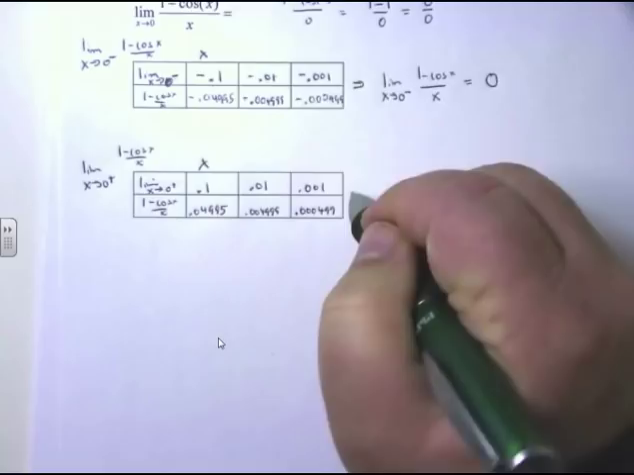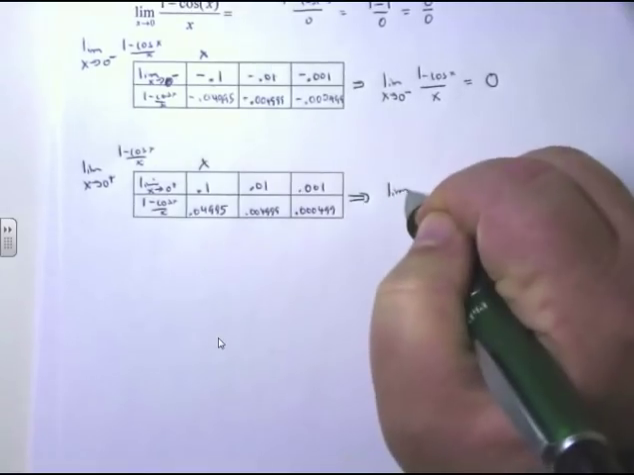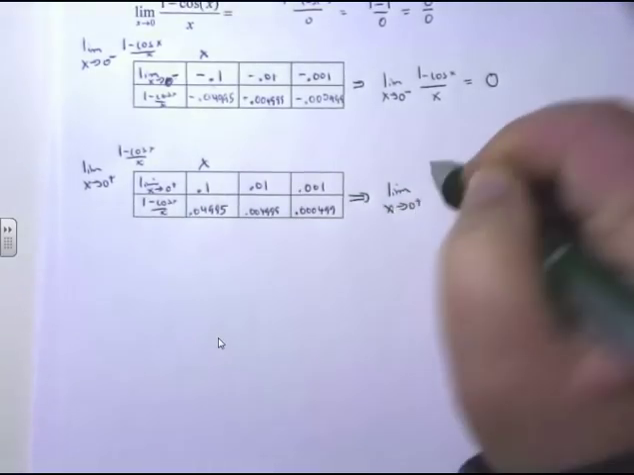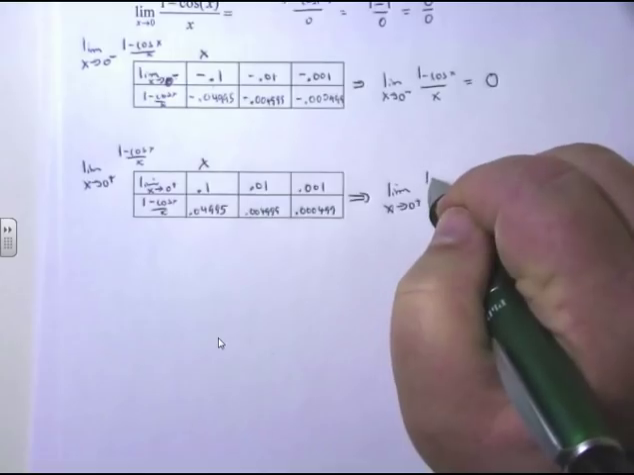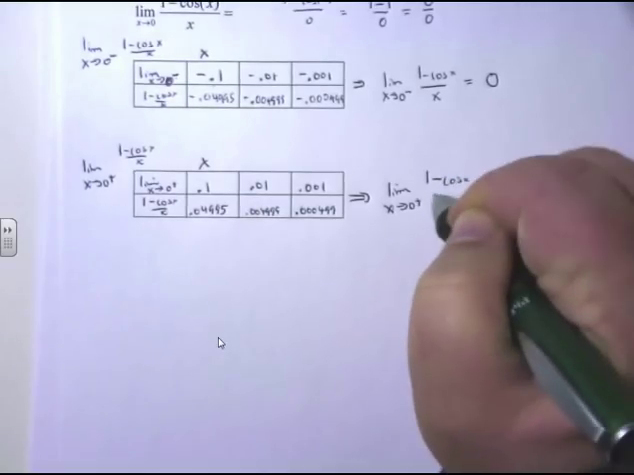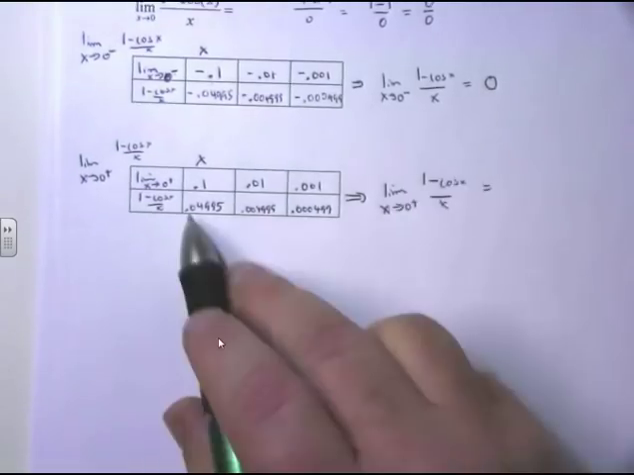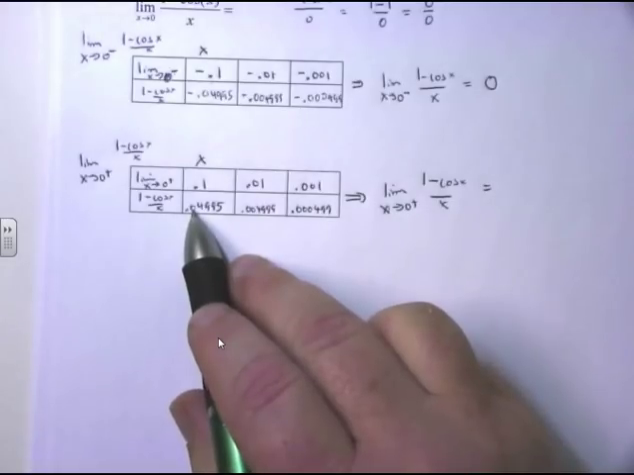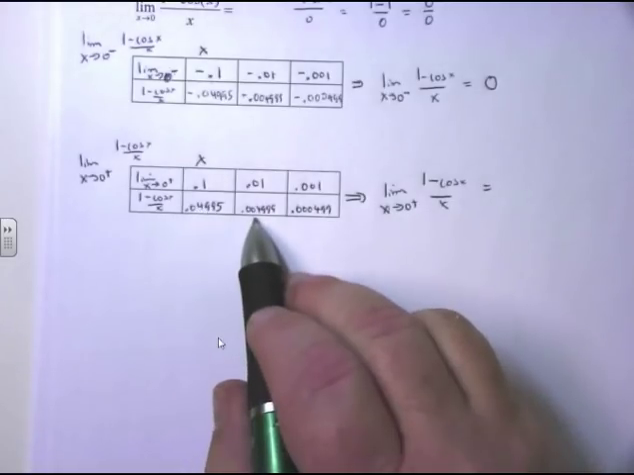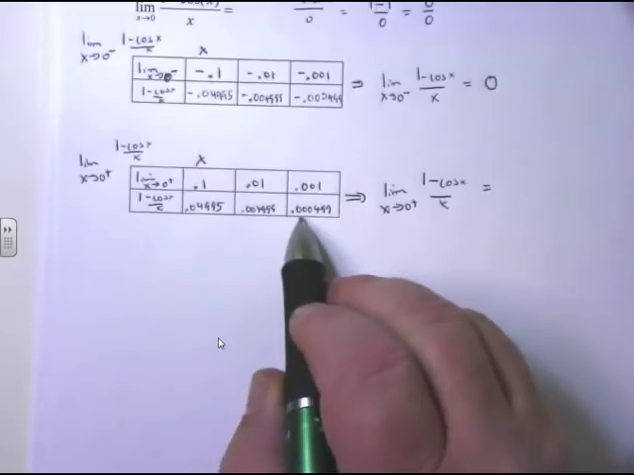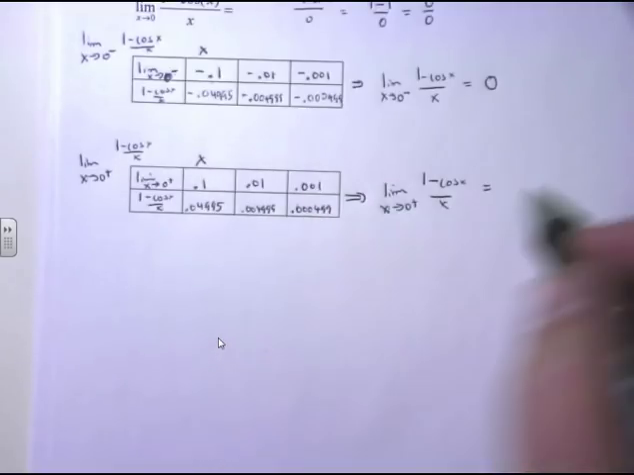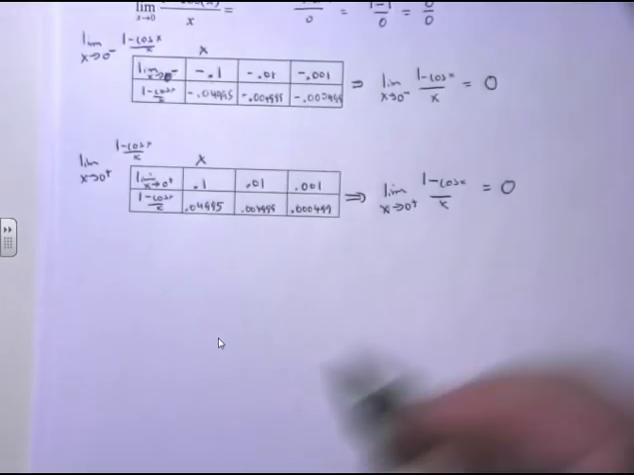0.000499. So this is telling me the limit as x approaches 0 from the plus side of 1 minus the cosine of x over x, and positive 0.049, positive 0.0499, positive 0.000499. You notice that we keep adding these zeros into this thing. This thing is going to 0.